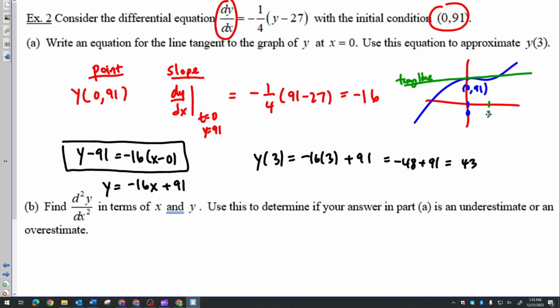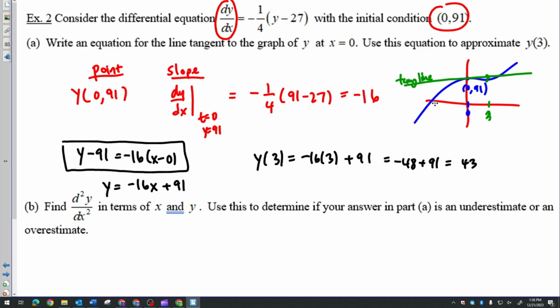Okay, so over here at 3, they're saying, go approximate at 3. Use this tangent line. What number do you get? That's this number 43 here, the y value at 3. What's the actual value? The actual value would be down here, but I don't know what the function is, so I can't get the actual value.